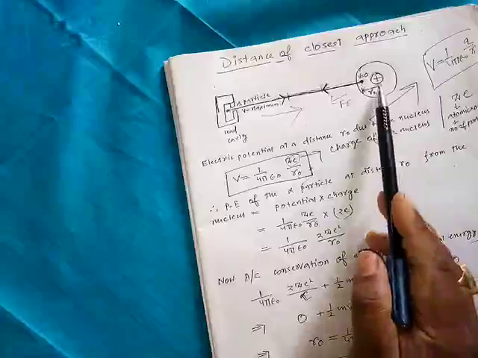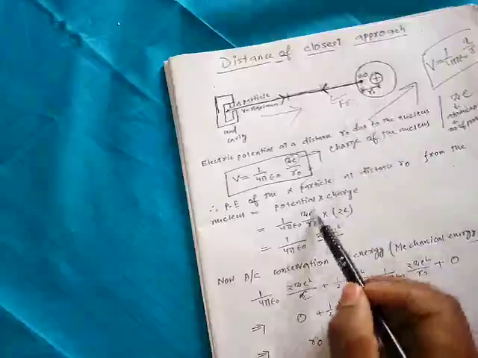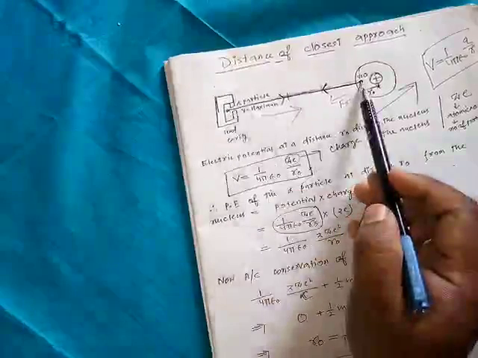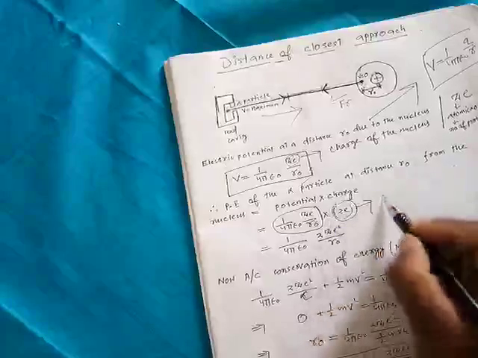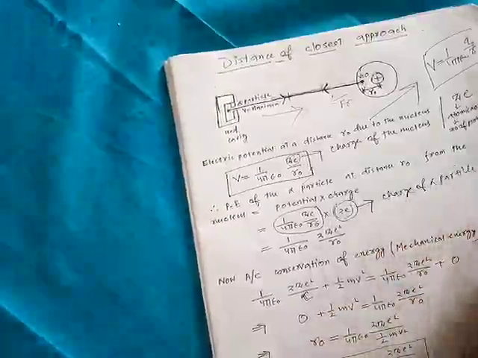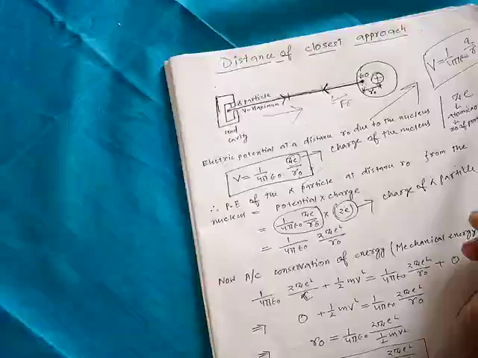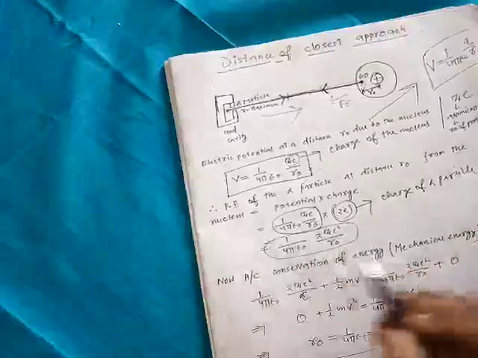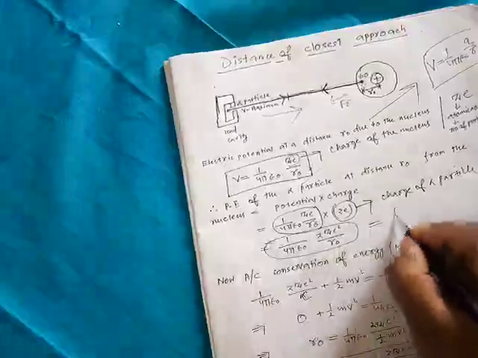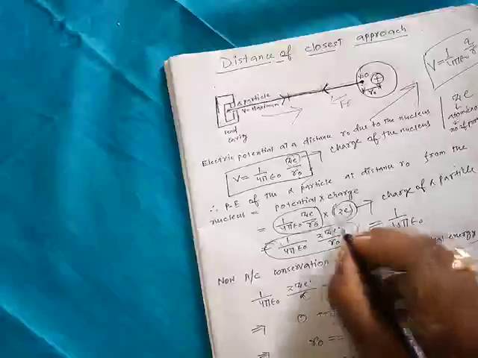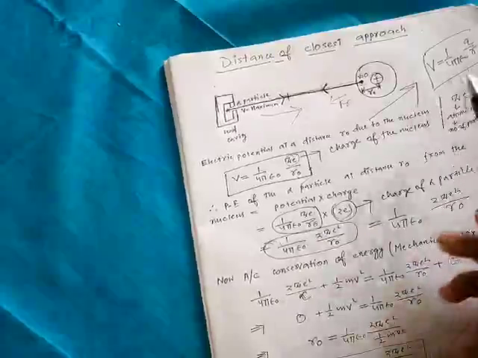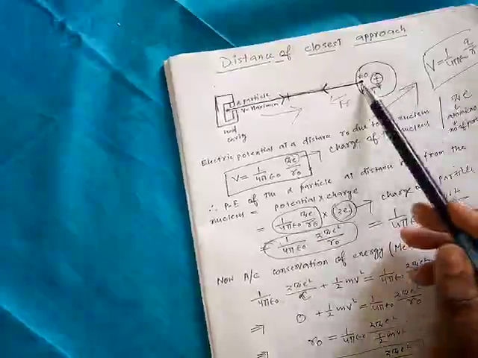That is the electrostatic potential of the gold nucleus at this point, 1 by 4 pi epsilon naught ZE by R, into the charge of the alpha particle, right? That is the charge of the alpha particle. Is it okay? Is that point clear? So what we will get is 1 by 4 pi epsilon naught into 2 into ZE, that is twice Z E squared by R naught. This is the potential energy of the alpha particle at this point.